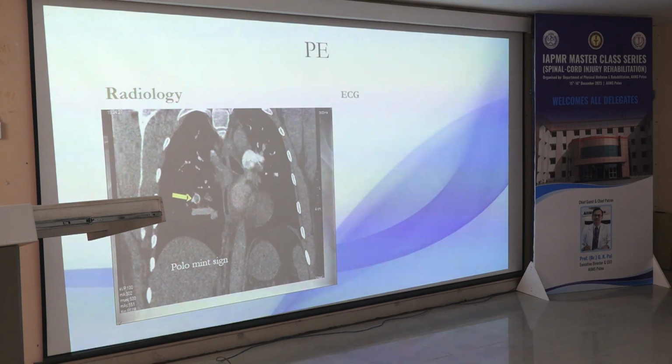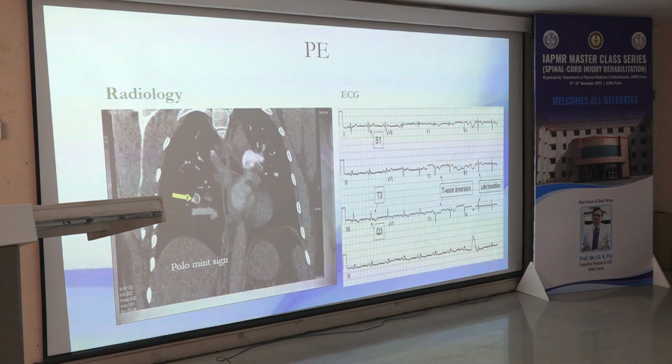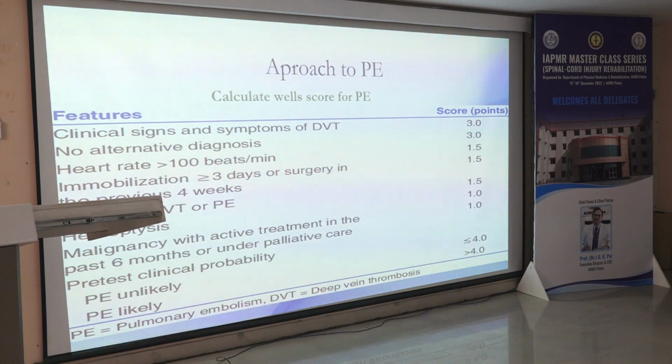So we know all these features, and we know that in ECG there may be an S1, Q3, T3 pattern, that is S1 in lead 1, and in lead 3 there is a Q and there is inversion of the T. So that is S1, Q3, T3, but probably we are not always following the scoring or guideline.